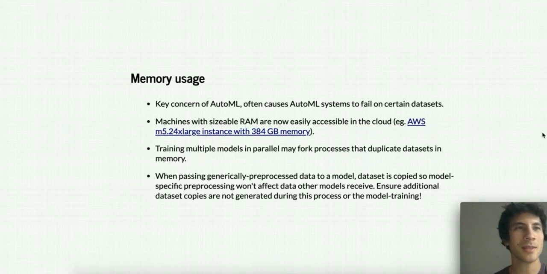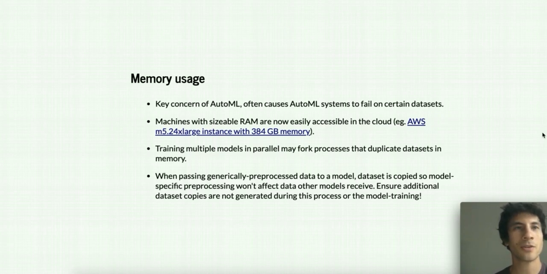However, things can easily break down without careful consideration of memory. For example, a lot of AutoML systems train many models in parallel, which may lead to forking processes that duplicate datasets in memory if not carefully done. Similarly, whenever we pass the model agnostic preprocessed data to a model, it is common to copy the dataset so that the model-specific preprocessing won't affect the data other models receive. However, if you're not careful, additional copies of the dataset are often generated during this preprocessing or particular preprocessing stages, and this is important to avoid.